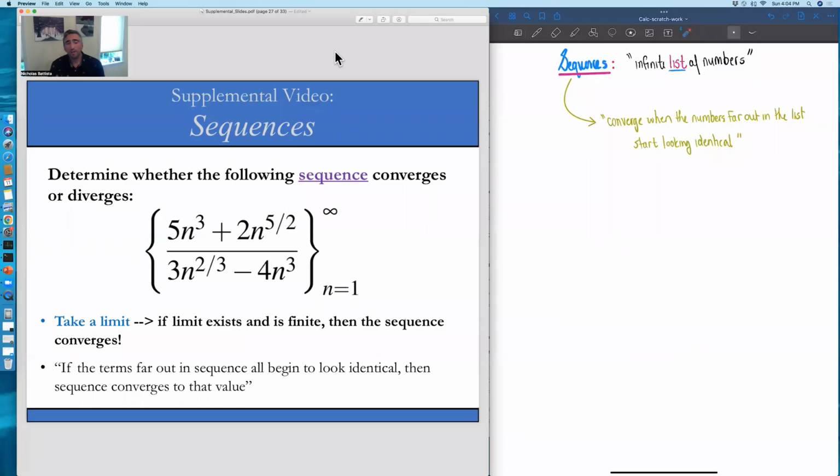In this video, we're going to go over another example of determining whether a sequence converges or diverges. So we'll be looking at this sequence on the left. And remember, a sequence is an infinite list of numbers.